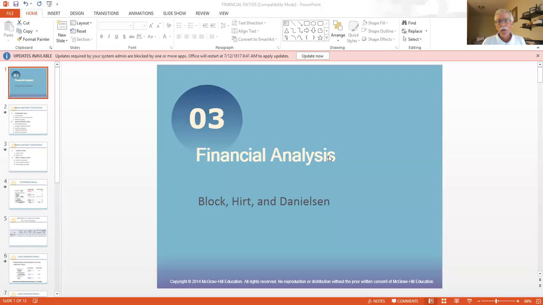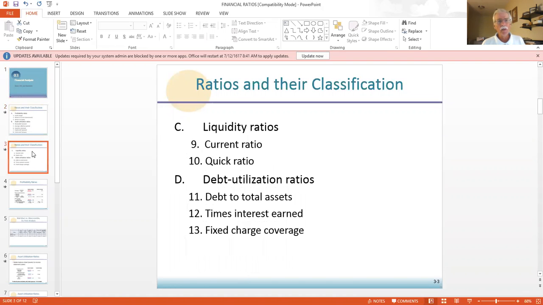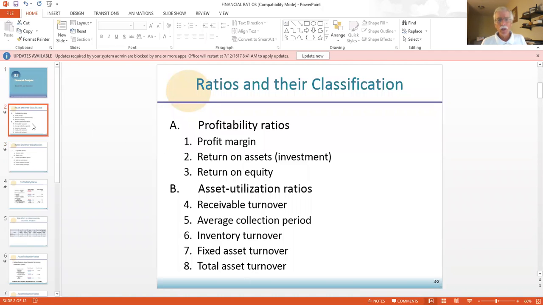Our next objective is to look at financial ratios. Financial ratios are found in your text under Chapter 3, which is called the Financial Analysis chapter. We're really going to look at 4 types of financial ratios: profitability ratios, asset utilization ratios, liquidity ratios, and debt utilization ratios. As we look at these ratios, you learn a lot about a company.